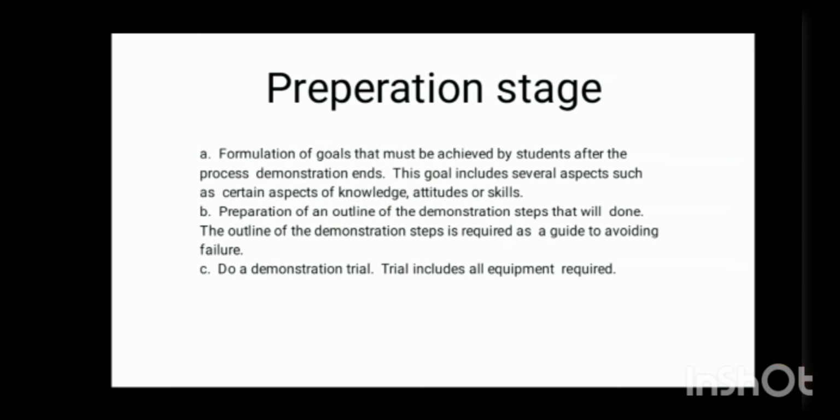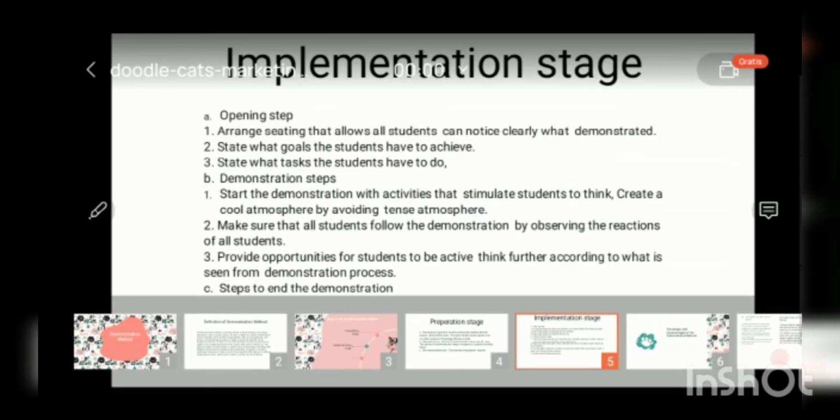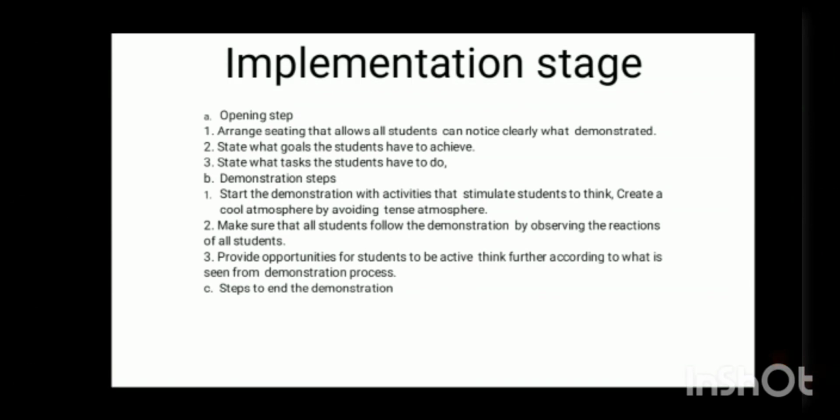The last is to do a demonstration trial that includes all the equipment required. Next, the implementation stage. The first is the opening step. In the opening step, the first is to arrange seating so that all students can notice clearly what is demonstrated. The second is to state what goals the students have to achieve.